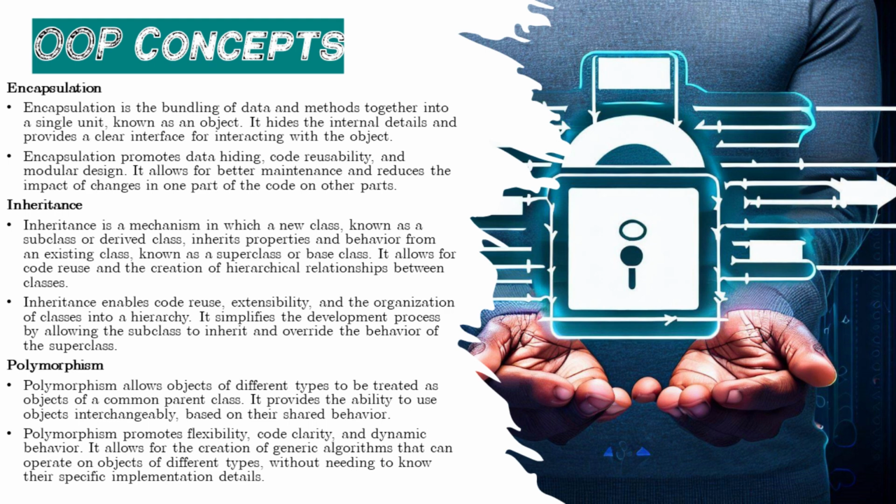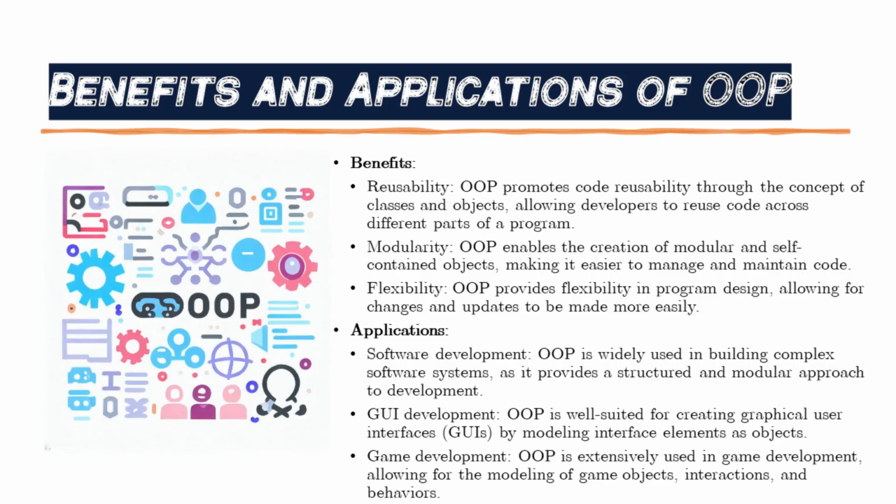Polymorphism allows objects of different types to be treated as objects of a common parent class. It provides the ability to use objects interchangeably based on their shared behavior. Polymorphism promotes flexibility, code clarity, and dynamic behavior. It allows for the creation of generic algorithms that can operate on objects of different types without needing to know their specific implementation details.